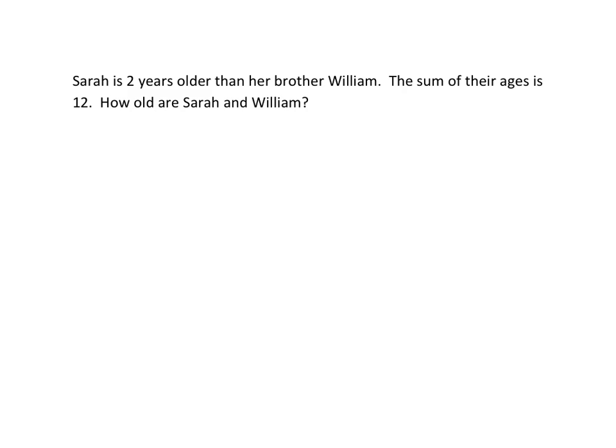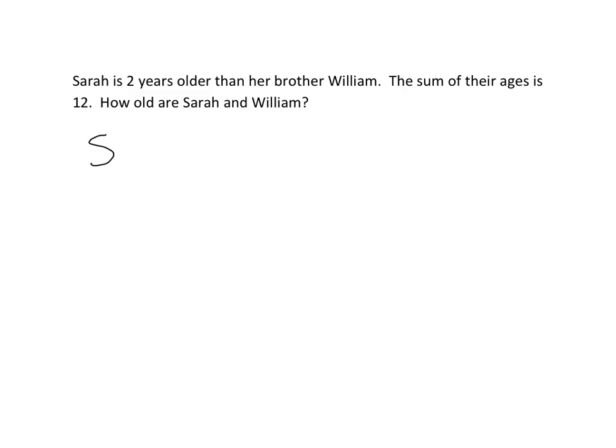Here's a problem that's a little bit more of a story, so you have to think a little bit harder to figure out what the equations are. Sarah is 2 years older than her brother William. The sum of their ages is 12. How old are Sarah and William? So the question's asking for Sarah and William's ages. So I'm feeling I need two variables here.